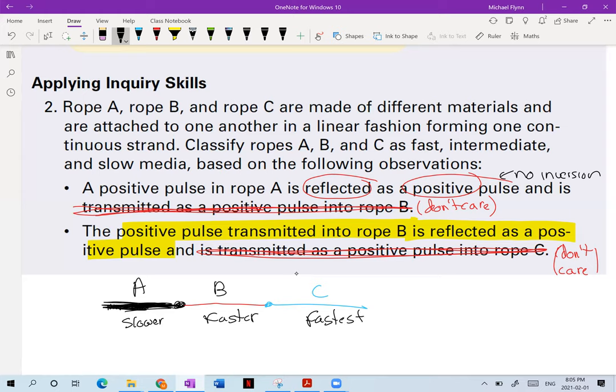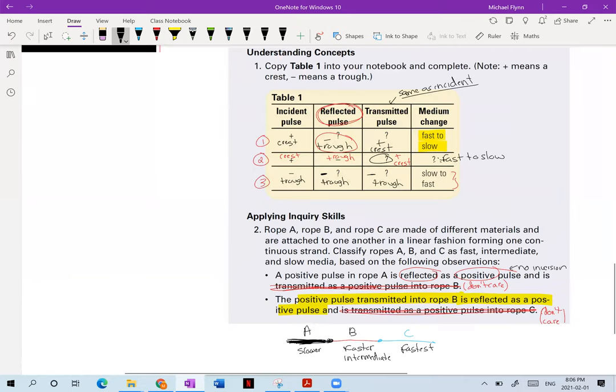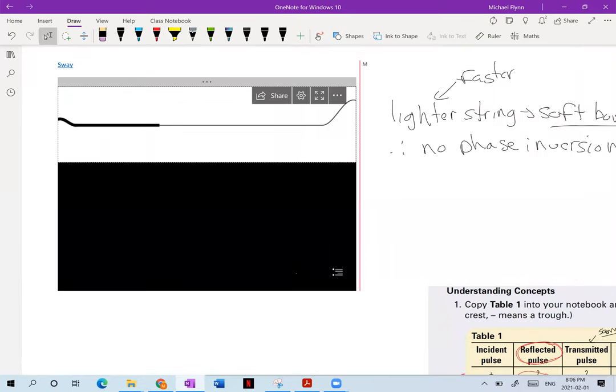And the reason why is because, again, we had no phase inversion when a wave from B bounced off C. So that means C has to be faster than B, okay? And therefore A is slower, B is intermediate, and C has to be the fastest, okay? And that's it. So it's really all about these animations, that's what's really happening. Now your textbook tries to explain it, so you could read the book, but the animations that I'm showing you here on OneNote are more helpful, okay?